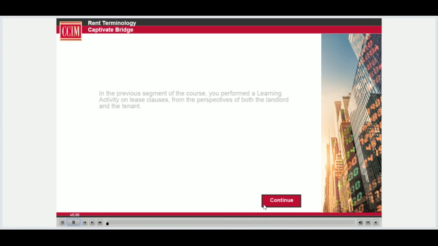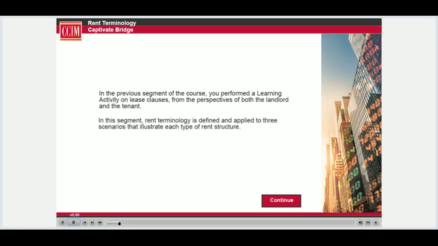In the previous segment of the course, you performed a learning activity on lease clauses from the perspectives of both the landlord and the tenant. In this segment, rent terminology is defined and applied to 3 scenarios that illustrate each type of rent structure.